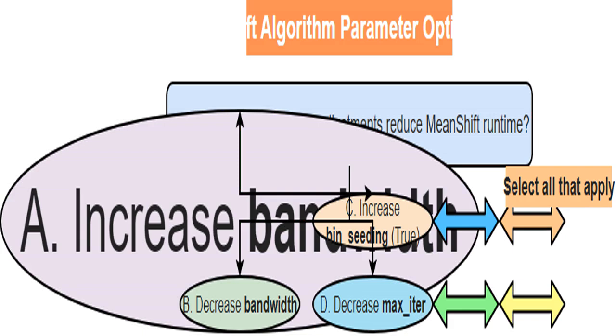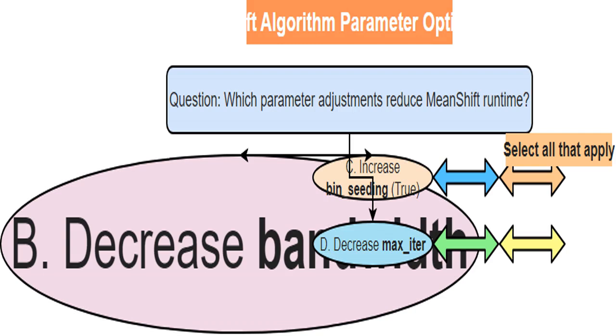This option suggests increasing the bandwidth parameter. Remember, bandwidth defines the neighborhood size the algorithm considers. Increasing it means it'll look at more data points, making each step slower. This option proposes to decrease the bandwidth. A smaller bandwidth means the algorithm examines fewer data points per step, resulting in faster calculations.